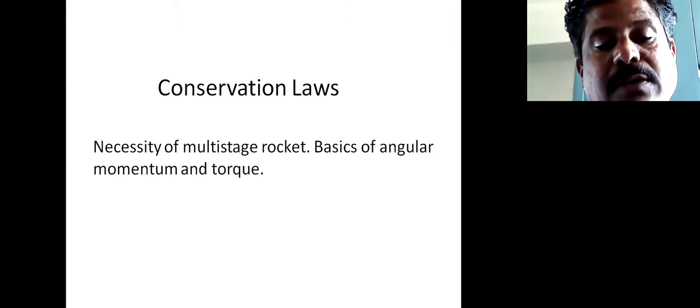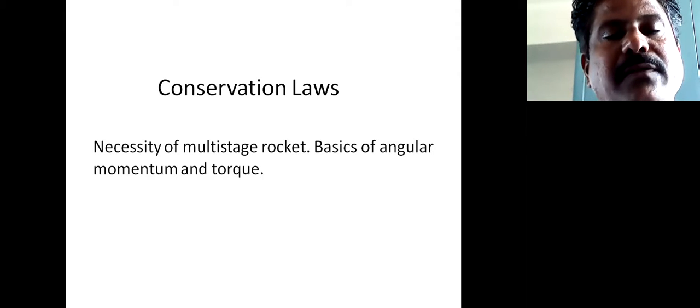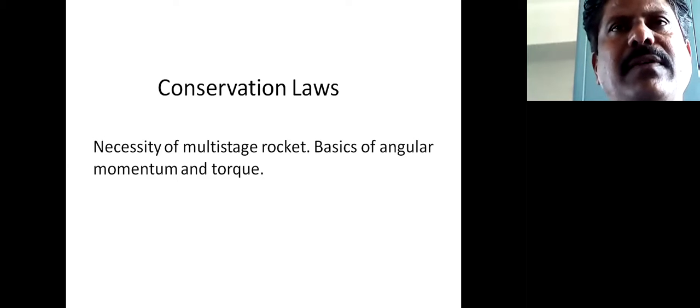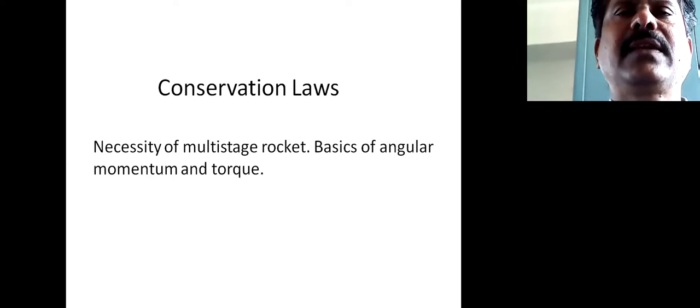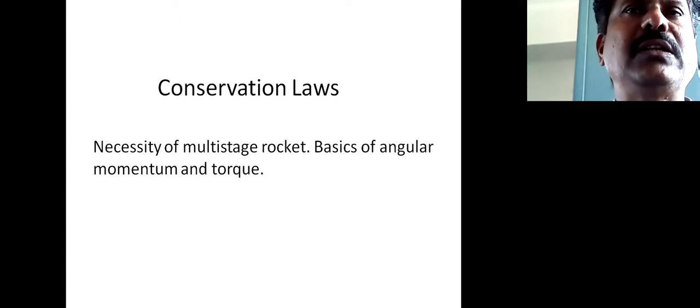In our last class we derived an equation for the velocity of the rocket at any instant of time, given by v = V naught, which is the initial velocity of the rocket, plus small v, which is the exhaust velocity of the hot gases, into log of m naught divided by m, where m naught is the initial mass of the rocket before launching it.